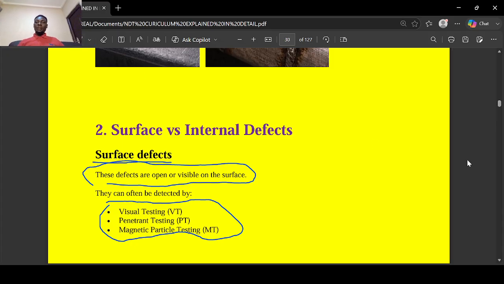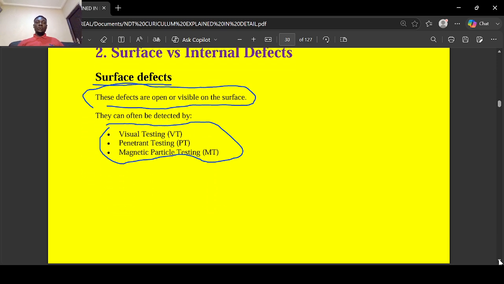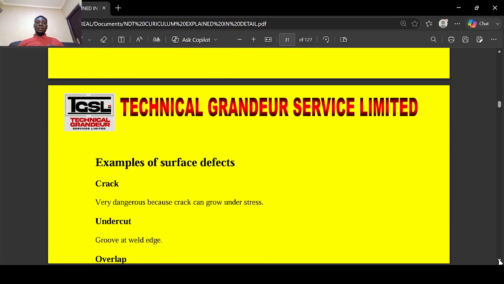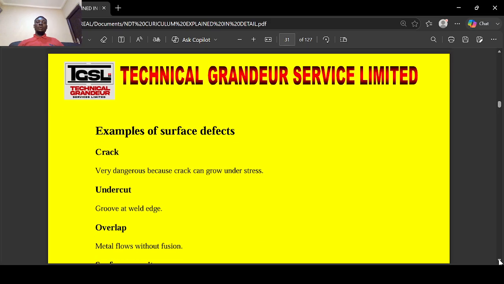Are we together? Like I said, I don't want the class to be more than 20 to 30 minutes, so you guys will bear with me, I'll be a bit faster. Example of surface defects: you have the crack. Very dangerous because cracks can grow under stress. So it's very paramount to take note of cracks. I always strongly suggest that once you see a crack, reject it, because cracks develop faster and can expand easily.